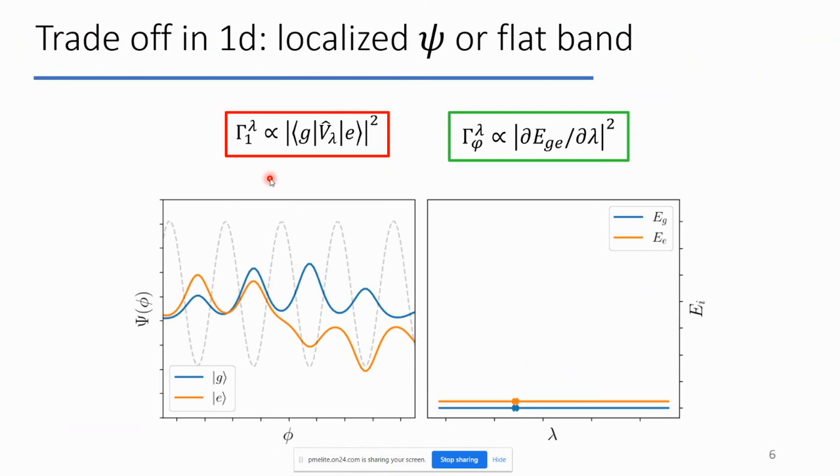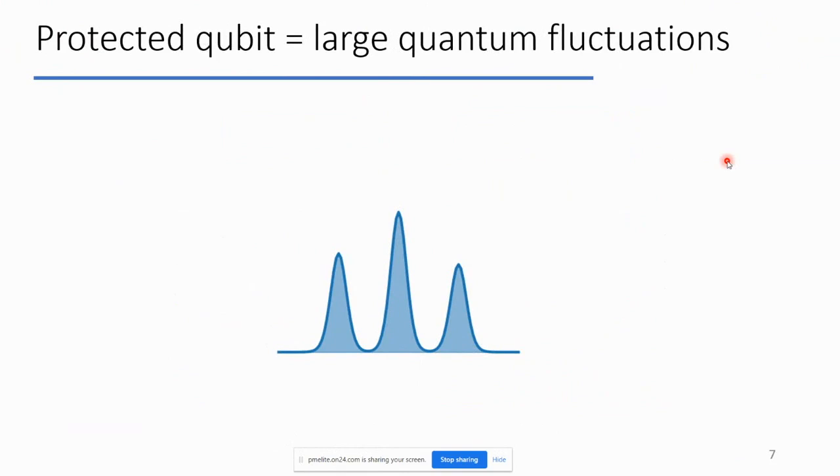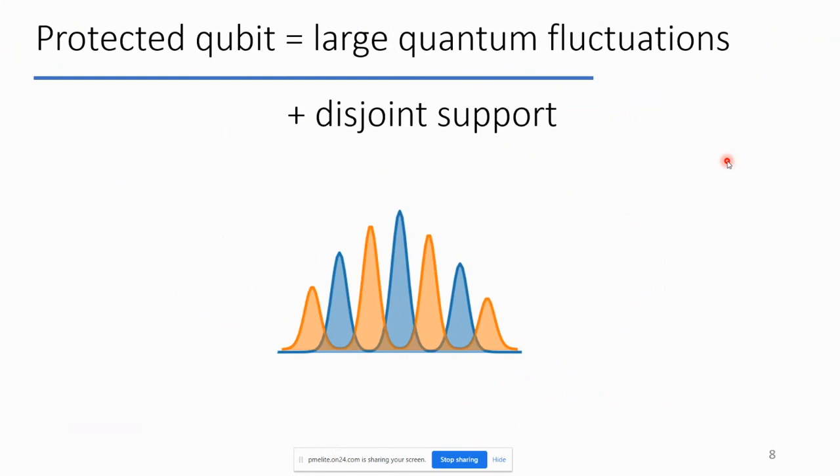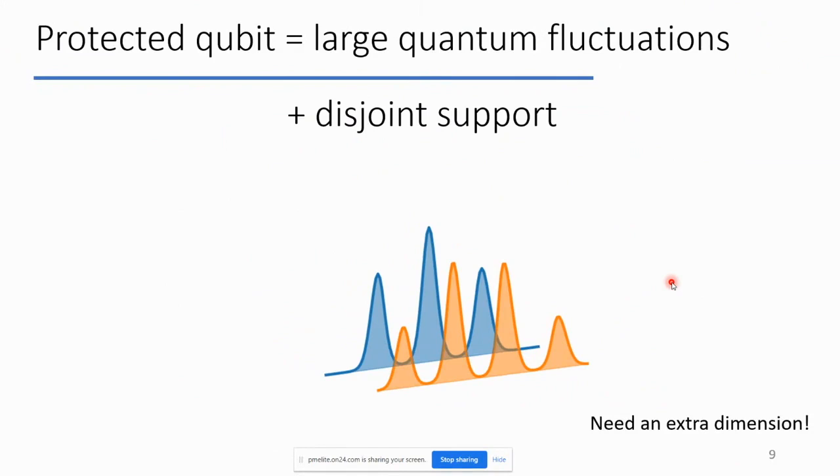So that means that if we want to construct the ideal qubit protected from both decoherence and decay, we want to have broad wave functions to flatten the dispersive curve, but at the same time, we want to keep a safe distance between the wave functions to have small overlap between them. That's good T1. And that usually means that we need an extra dimension to reside our wave functions in disjoint regions of the Hilbert space.